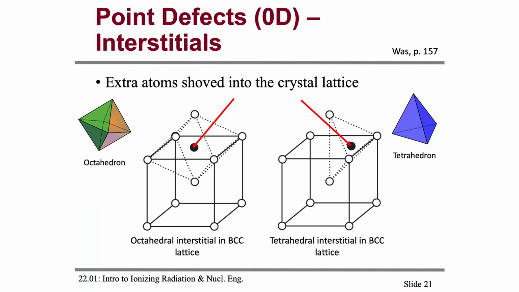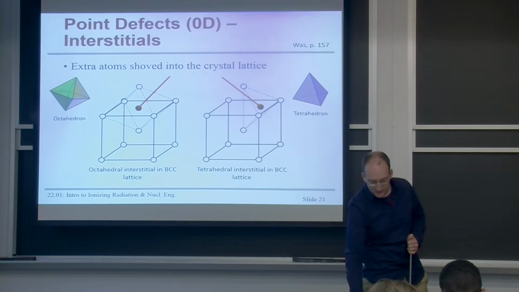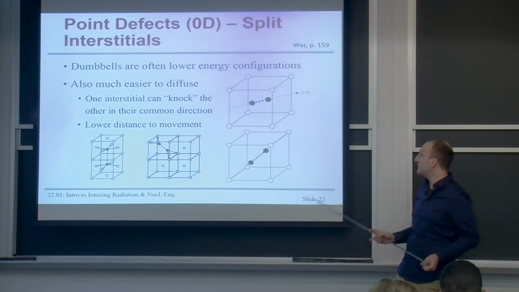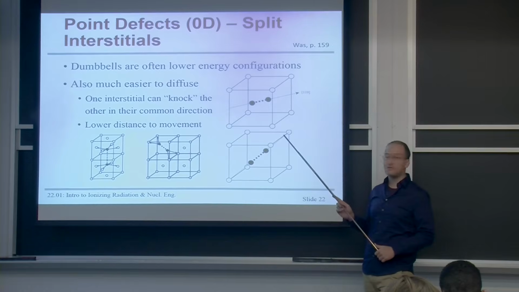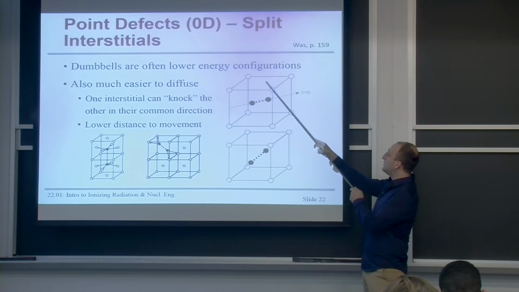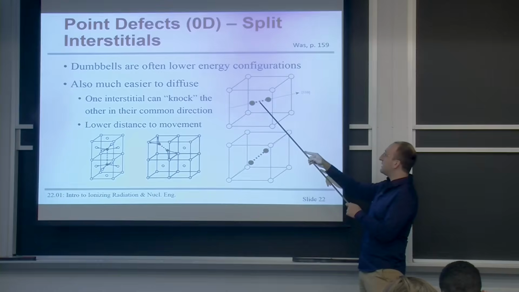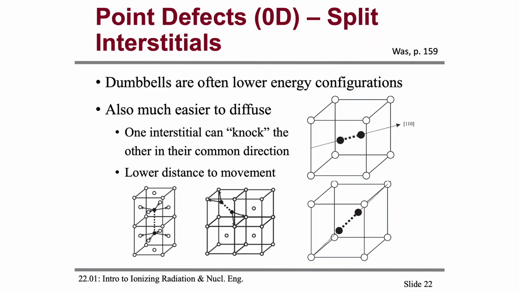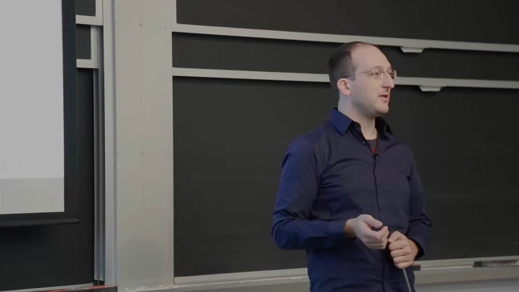And those can cluster up too, to reduce their total stress in the lattice. They can cluster up into what's called split dumbbell interstitials. Instead of having one extra atom shoved in here, you might rearrange a couple so there's 2 atoms in the center of a cube instead of 1. And that tends to be a lower energy or a more stable configuration.